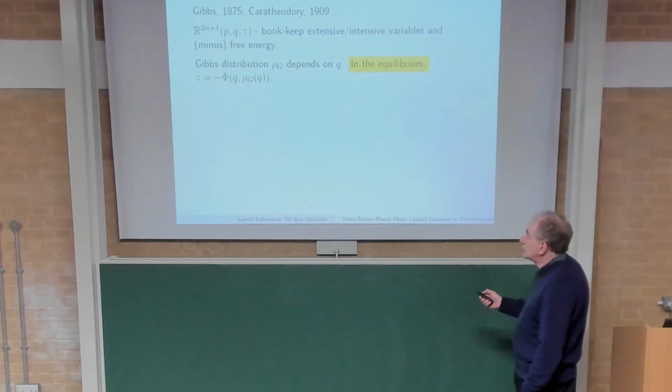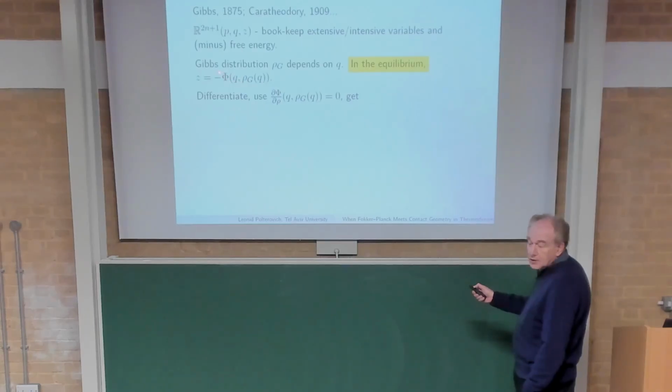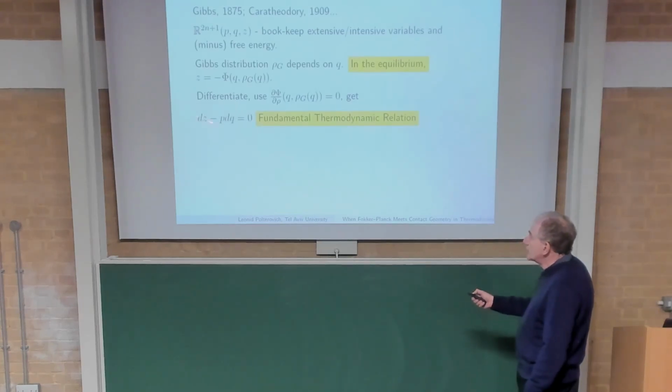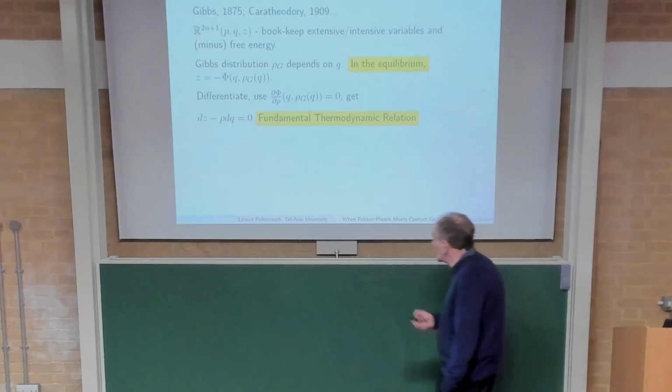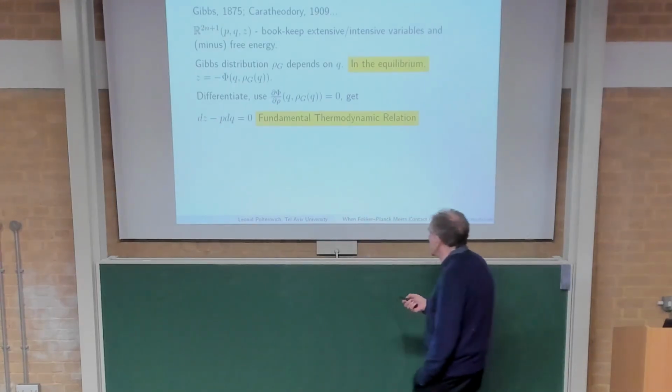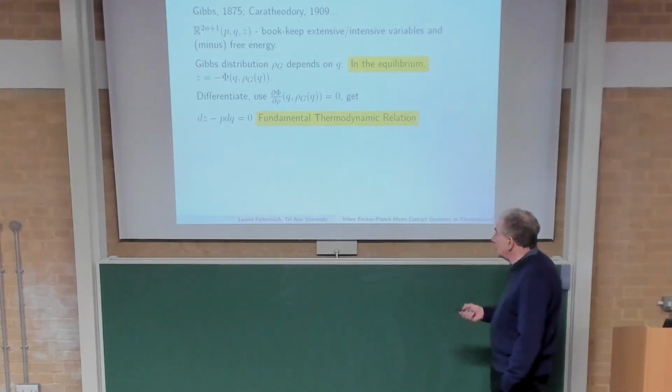So this is Gibbs measure. But now if we differentiate it with respect to U, we notice that rho is a critical point of phi. And so this derivative, d phi d rho, is 0, so we get that dZ minus p dq equals 0. And this is a so-called fundamental thermodynamic relation. And we view it like this.